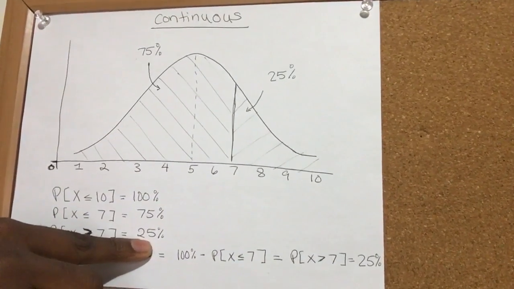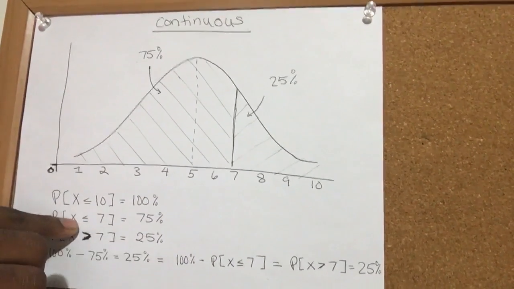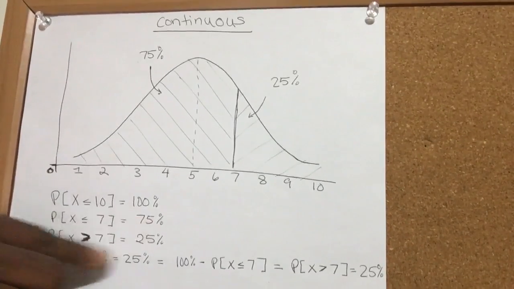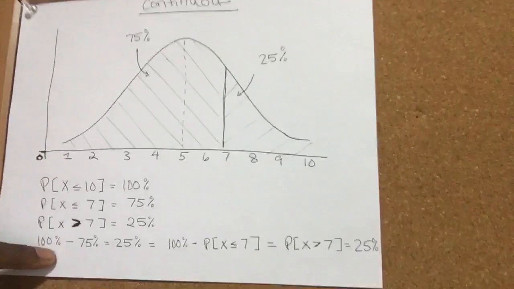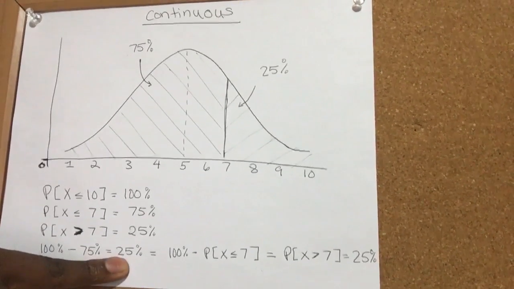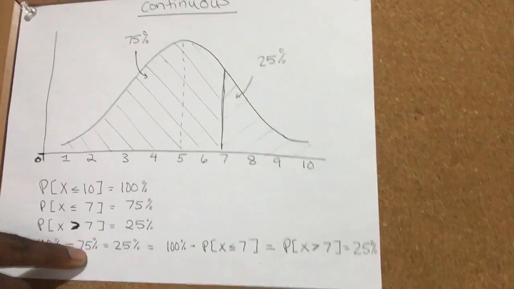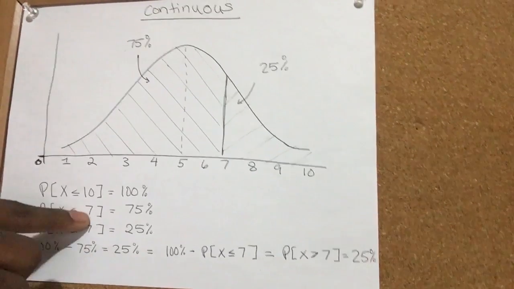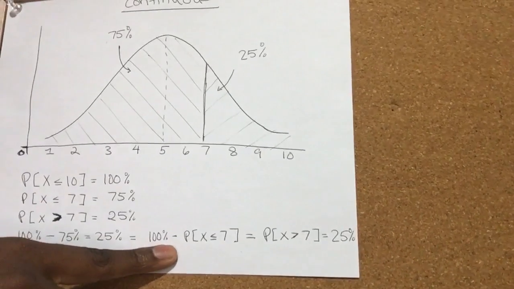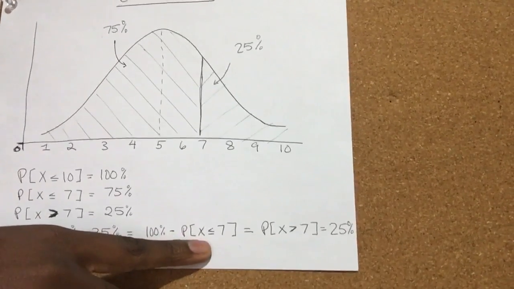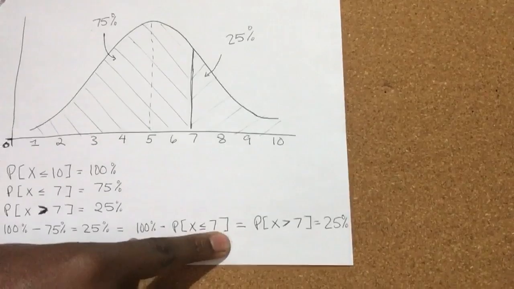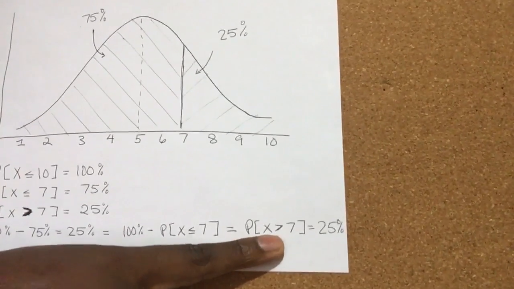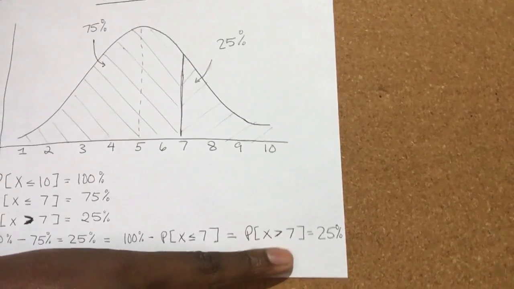Let me zoom that out. And now that we know x less than 7 is 75% and x greater than 7 is 25%, we can easily write this. We know that 100% minus 75% is 25%. Let's substitute for the 75% up here: 100% minus the probability that x is less than or equal to 7 is going to be 25%. And 25% is the same thing as the probability that x is greater than 7.